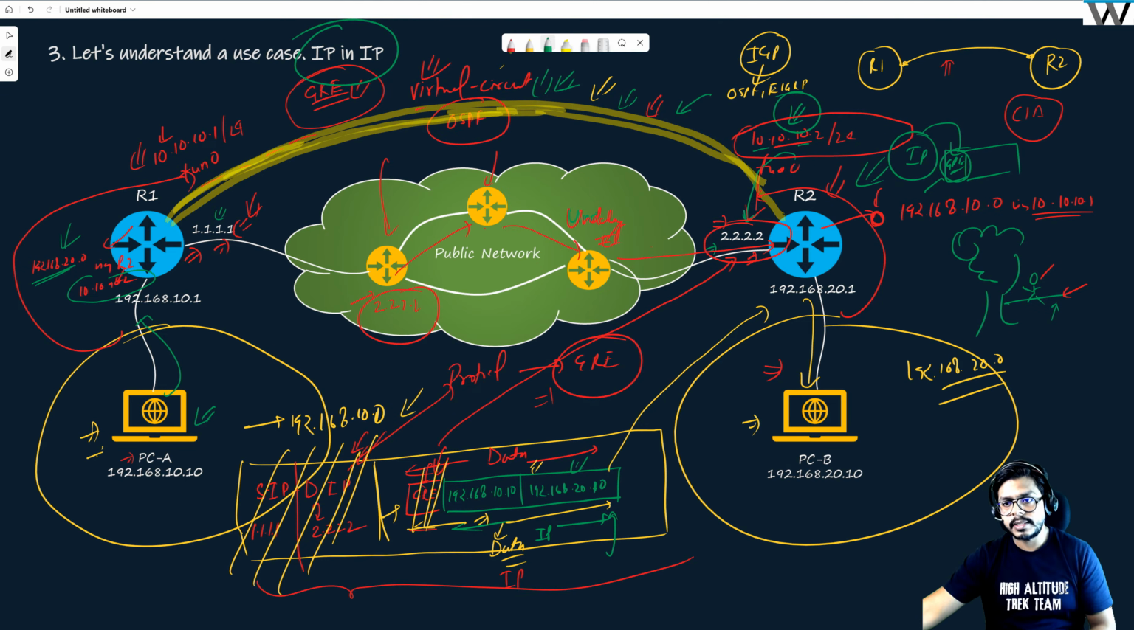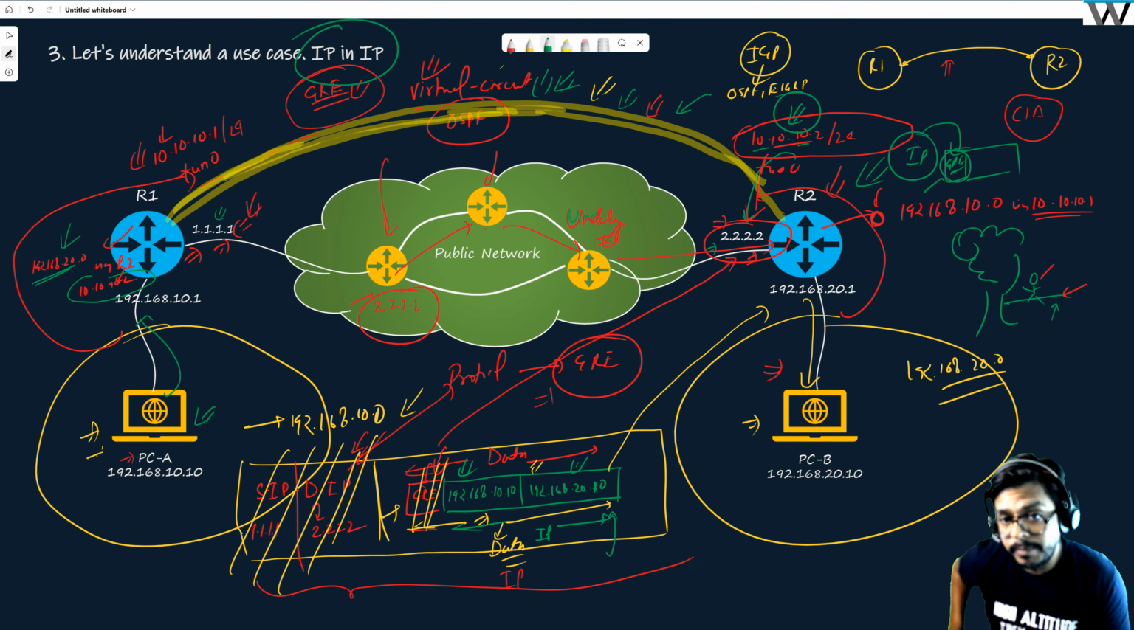This GRE says, Mr. R2, do not treat me as a normal IP packet. Don't dare to do this, because I am not normal. I am a GRE packet, and the actual IP packet is attached with me. And that actual IP packet you can see in the green color.